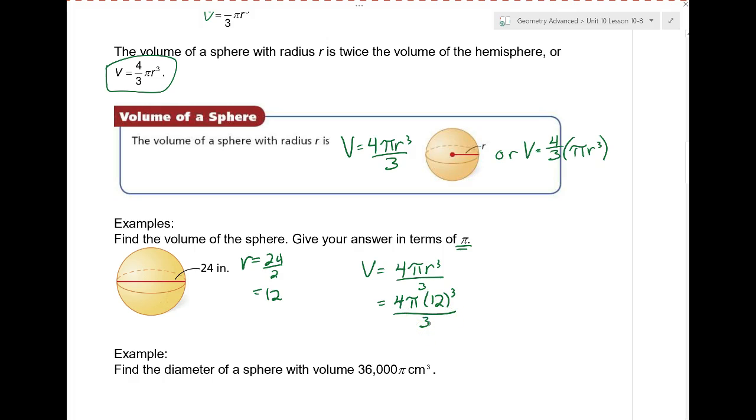All right, so how do I know if this is going to have a fraction for an answer or not? If the 3 cannot divide into the radius, you're going to have a fraction, and you'll leave it as an improper fraction. But in this case, it can. So someone punch that into your calculator. What do you get? 12 cubed times 4 divided by 3?